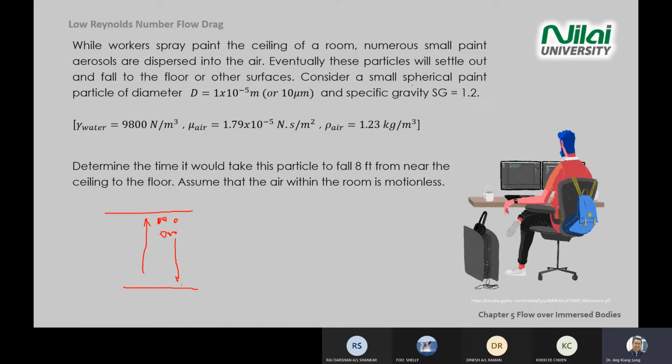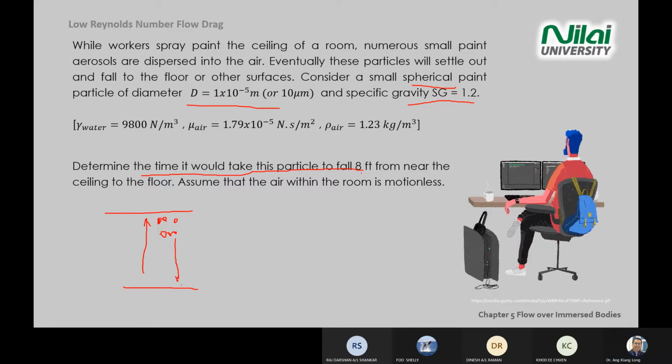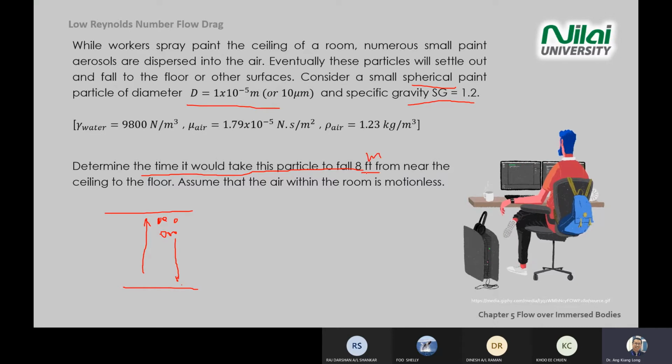Consider a small hemispherical paint particle, diameter given, 10 micrometers. Specific gravity is 1.2. Specific weight of water is given. Dynamic viscosity of air is given. Density of air is given. So you need to determine the time it takes the particle to fall 8 feet. I think I forgot to change this one. This should be 8 meters, from near the ceiling to the floor, right? Assume the air within the room is motionless, right?